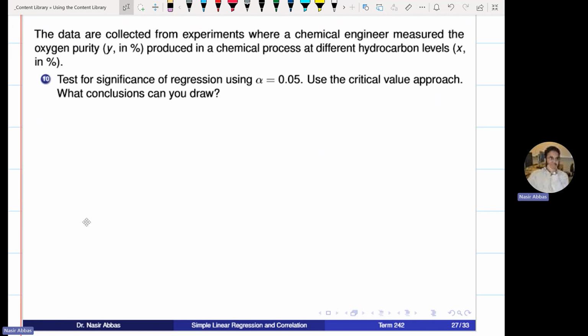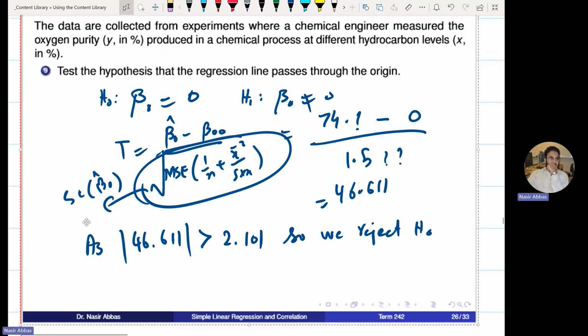Reject H naught. That means the intercept is not 0. That means the regression line does not pass through the origin.